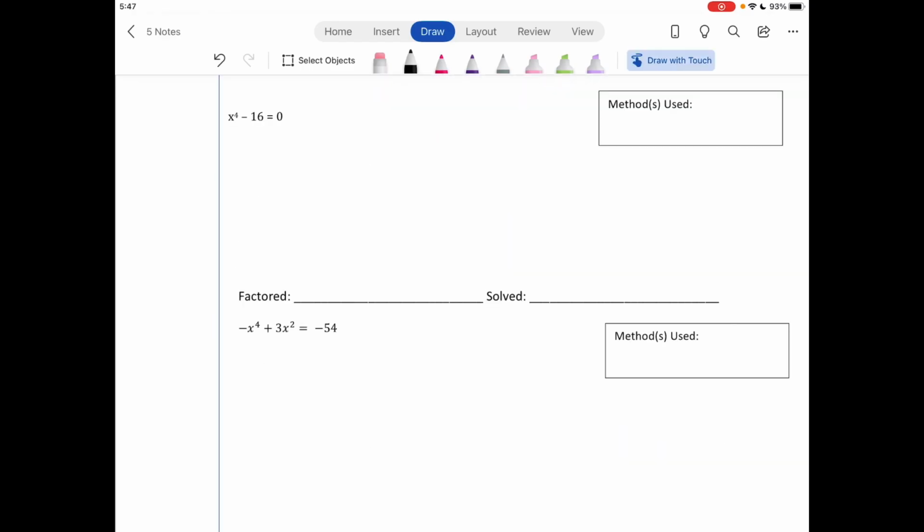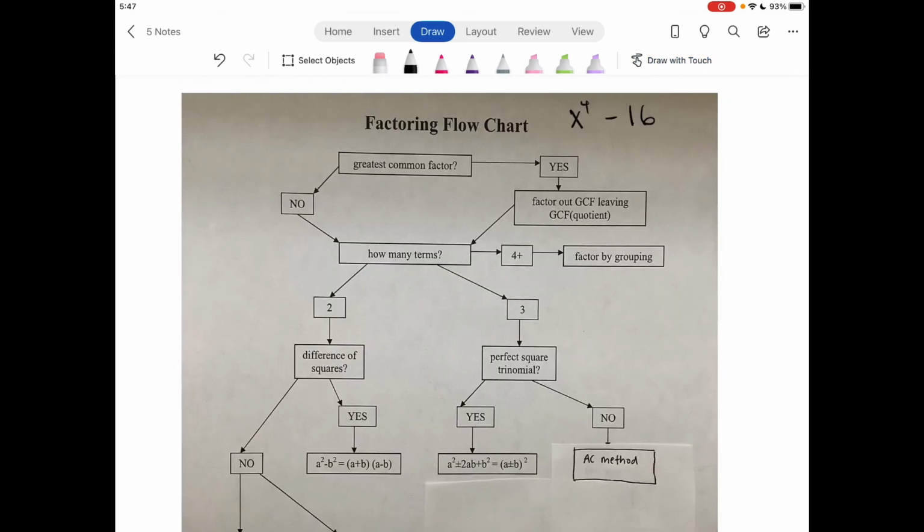This next example is already in standard form, so we can consult our flowchart of where to start. Alright, first thing, greatest common factor. We do not have a number or variable they have in common, so we're going to move on to the number of terms. We have 2 terms with this binomial, so first thing we're going to look for is, do we have the difference of squares? Well, we do have subtraction, so that's a good sign. Then we could take the square root of a 4th power, and we can take the square root of 16, so we are going to have the difference of squares.